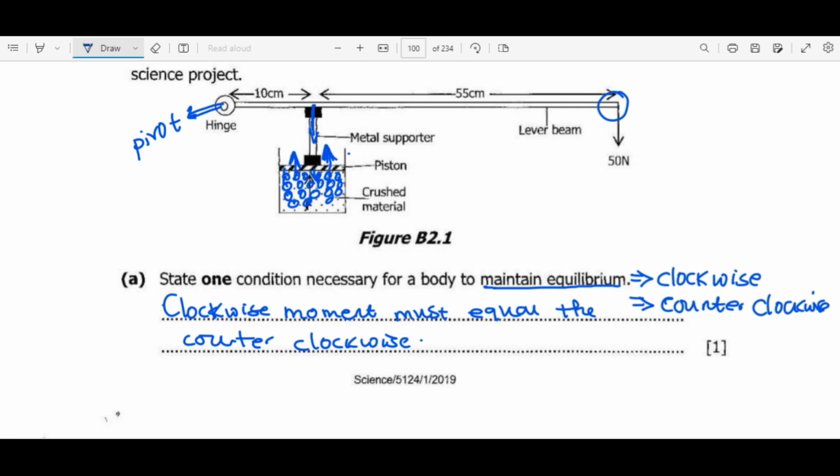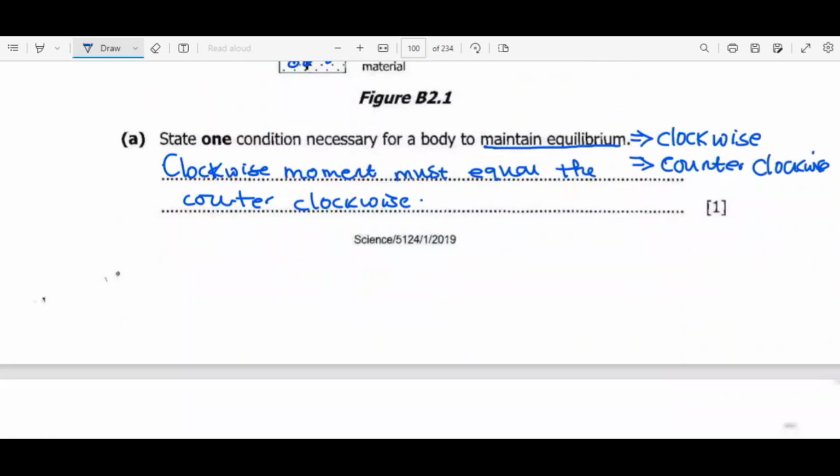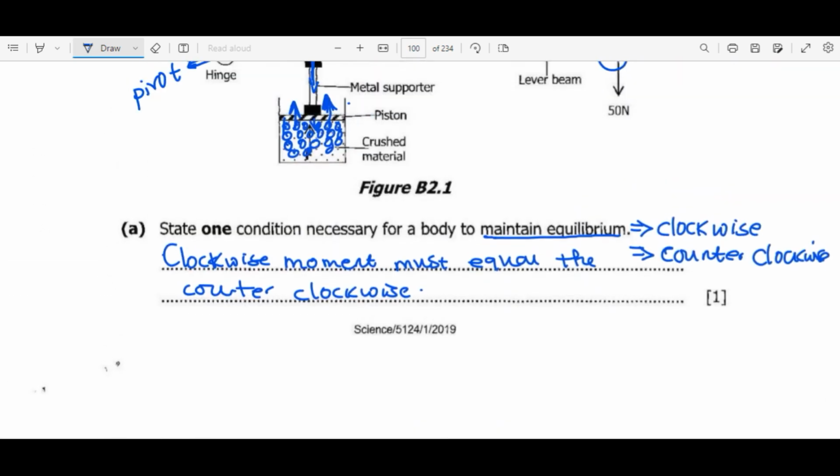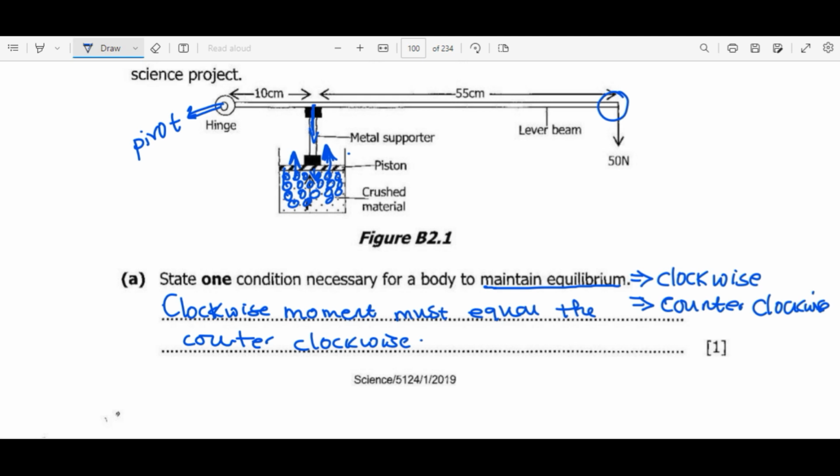Now, away from there, let's look at the question. The question is B, calculate the moment of the 50 newtons force about the hinge. So remember, the hinge is just the pivot. So the moment that we are asked to find at question B is the moment produced by the 50 newtons here. Now, let's look at the formula that we can use to calculate moment.